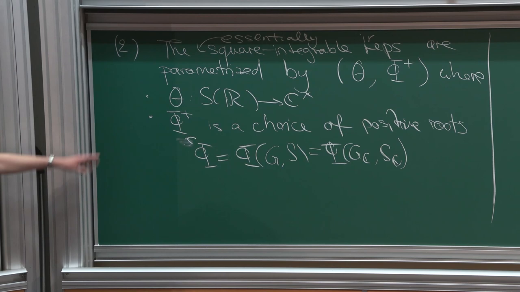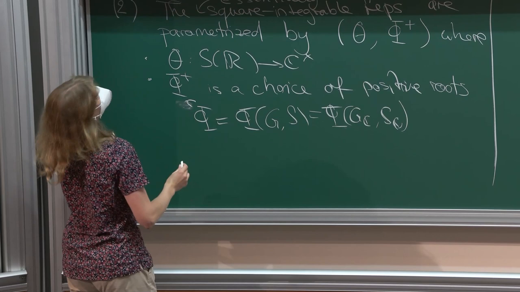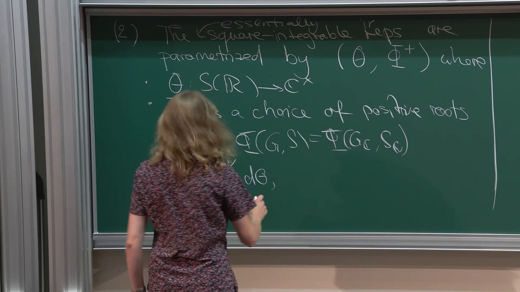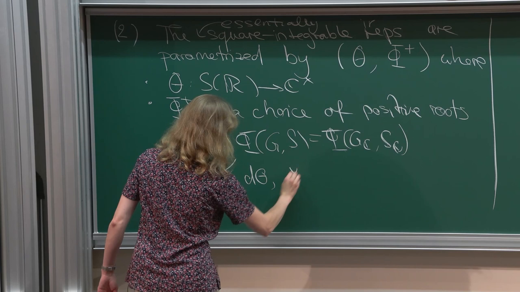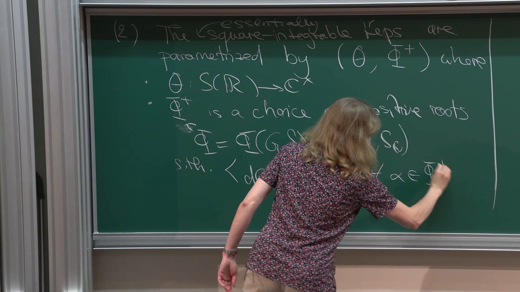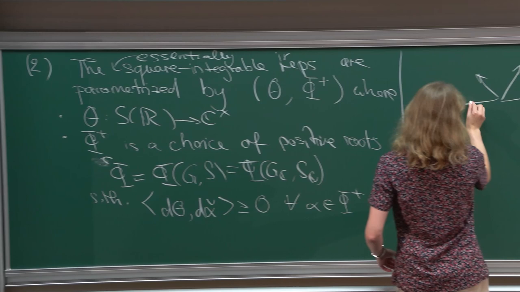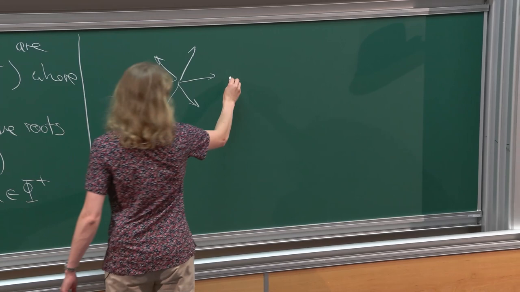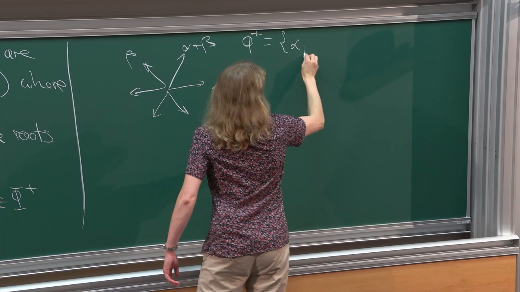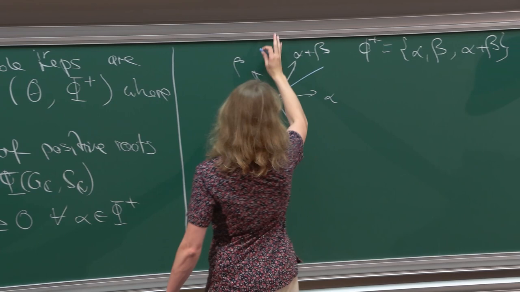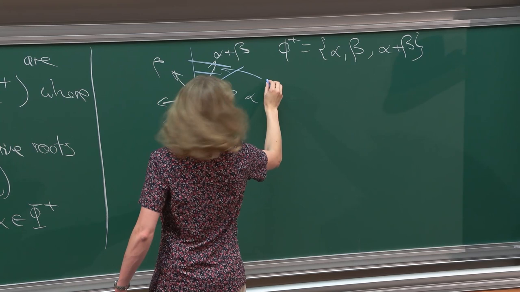So such that if we take the derivative of our character and pair it with the coroot, then this is greater or equal to zero for all alpha inside our positive system. So the picture would be, this is SL3, and say alpha and beta are positive roots. Then the derivative of this character would lie in the cone where beta is positive, so it has to be above here, and alpha is positive, so inside here is where the character lies.